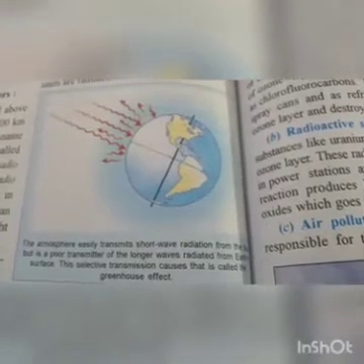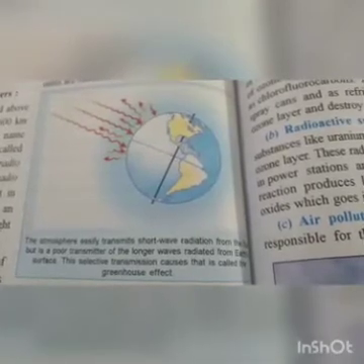So that terrestrial radiation is in the form of long waves. In the previous class, I told you that insolation is the incoming solar radiation, and that is in the form of short waves. But terrestrial radiation is in the form of long waves, right? Okay, just see the diagram here. The atmosphere easily transmits short wave radiations from the sun, but is a poor transmitter of the longer waves radiated from Earth's surface. So this selective transmission causes what is called the greenhouse effect.